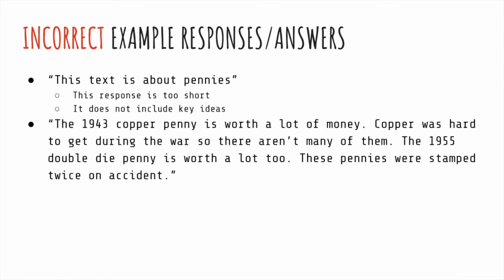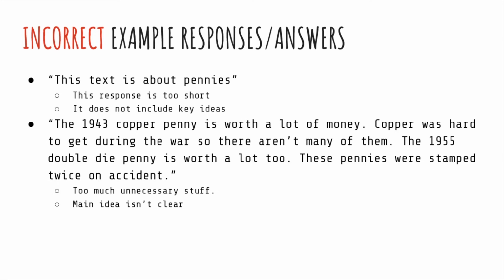And another example is: the 1943 copper penny is worth a lot of money. Copper was hard to get during the war, so there aren't many of them. The 1955 double die penny is worth a lot too. These pennies were stamped twice on accident. That's a little bit better, but why that is an incorrect summary is there's just too much fluff, too much unnecessary stuff in there, right? It doesn't really have the necessary key information that the article was trying to point you towards, right? The main idea isn't clear. That's not really what the main article was about, right? Just too much unnecessary information in there, okay?